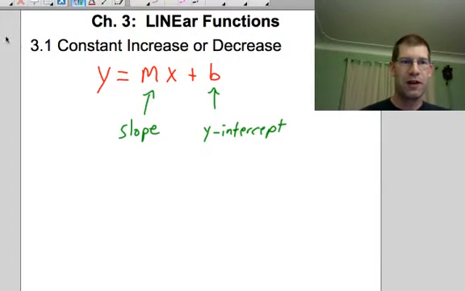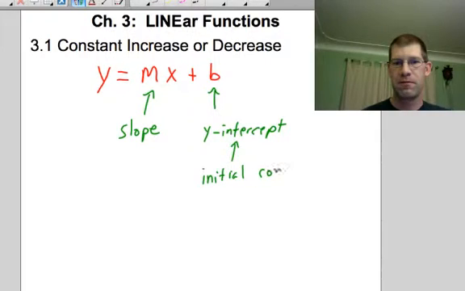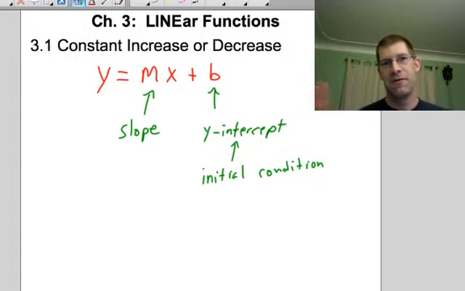I want to do a couple of examples, but I probably should say a little bit more about the y-intercept. What that really is, is the starting amount, or the book will refer to it as the initial condition. If you think of your initials, it's the first letter of your first, middle, and last name. So the initial condition is the starting amount.